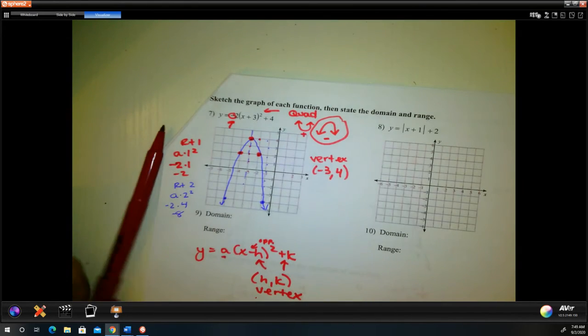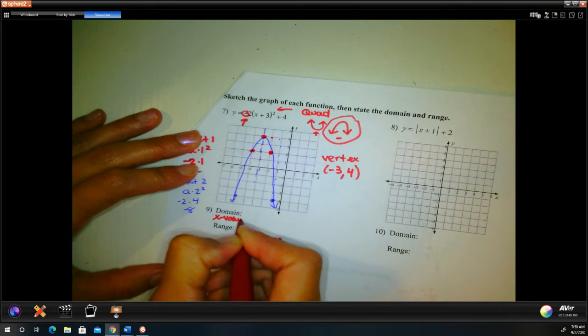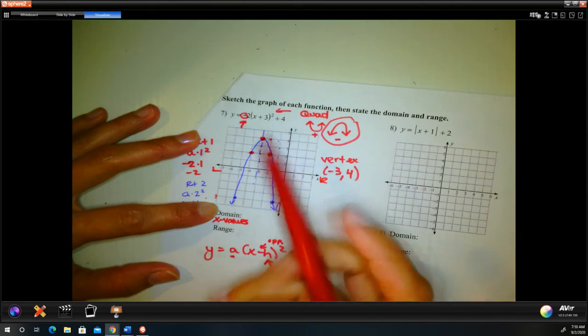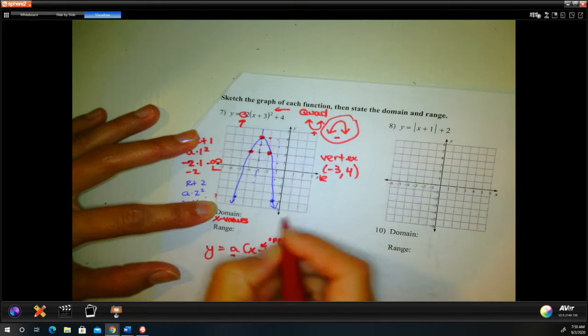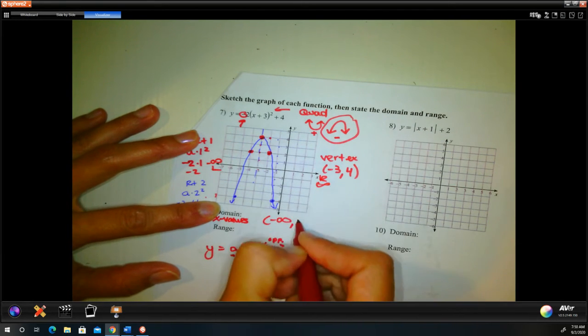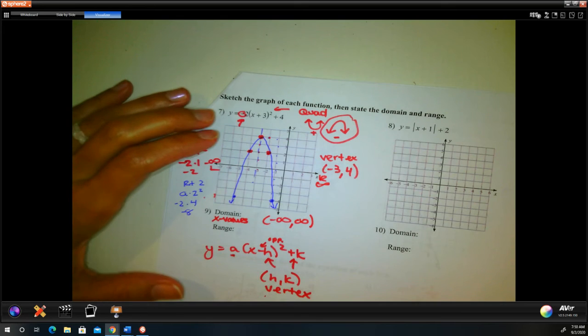And there's my graph. Domain is your x values. So we want to go from left to right. The left side has an arrow. So remember, left side is negative infinity. The right side has an arrow, and that's positive infinity. When you write domain and range, you always want to go smallest to biggest.